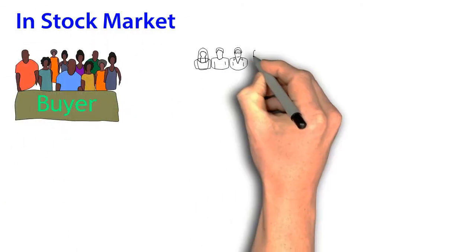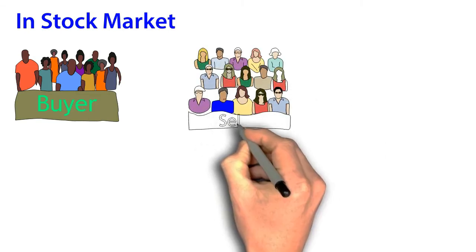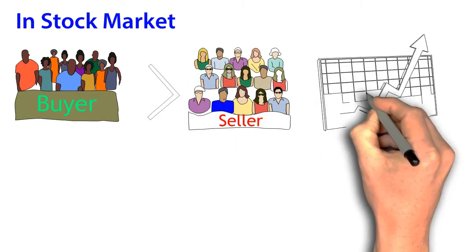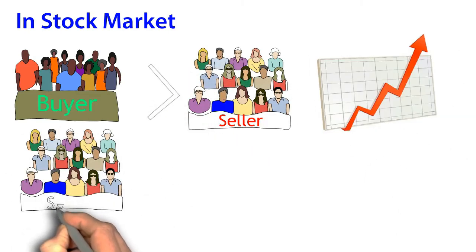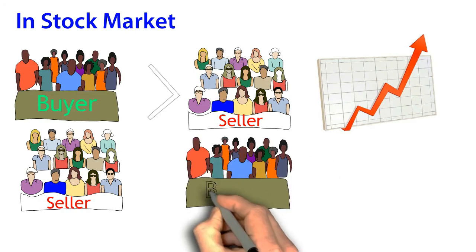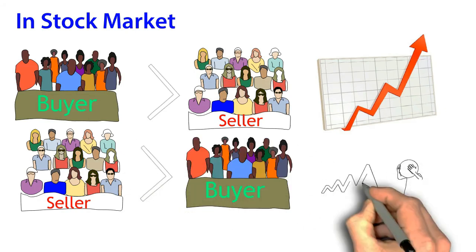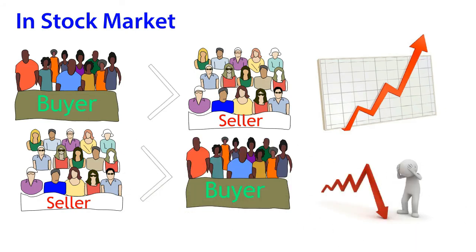In the stock market, when there are more buyers than sellers, demand is higher than supply and causes the stock price to go up. When there are more sellers than buyers, supply is higher than demand and causes the stock price to go down. I hope you understand the theory of demand and supply.